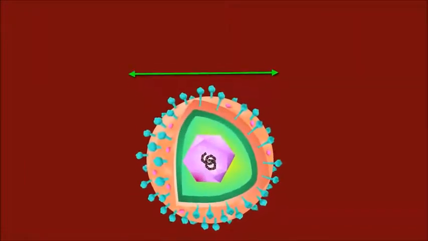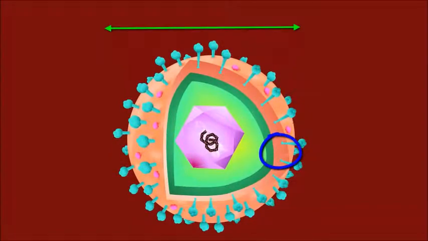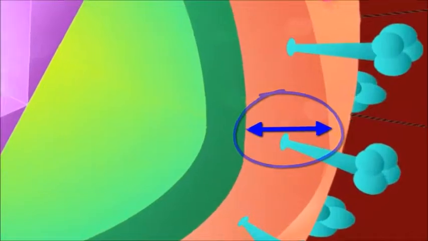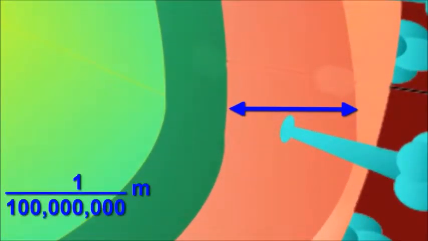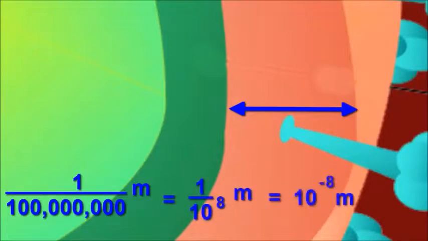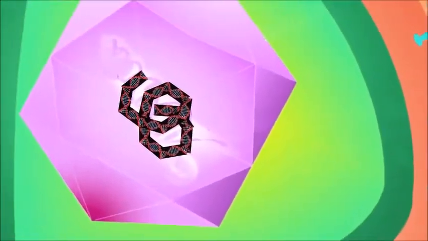Zooming in another step, we can see that the virus wall, called the envelope, is about 1/10 of the virus width itself, coming in at a staggeringly small 1/100,000,000th of a metre. That's 10 to the negative 8. The envelope is made out of fats that the virus gets from its host. Yuck! Inside the virus is a strand of DNA, which is its information centre.